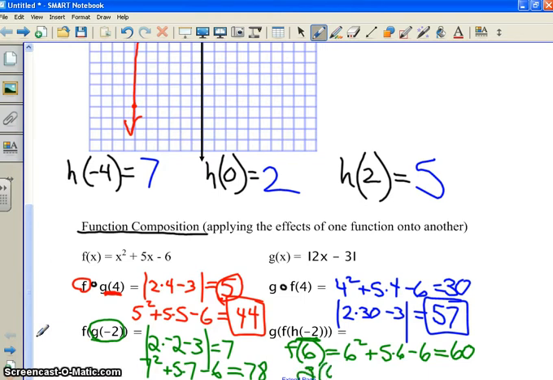So g of 60 is going to be the absolute value of 2 times 60. Oops, plugging in 60, so this should be 2 times 60 is 120. Take away 3 is 117. Absolute value of 117 is 117.